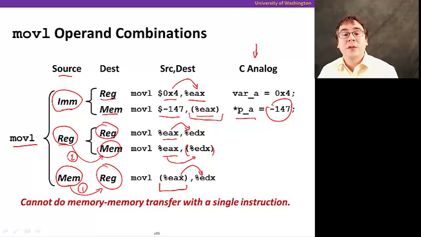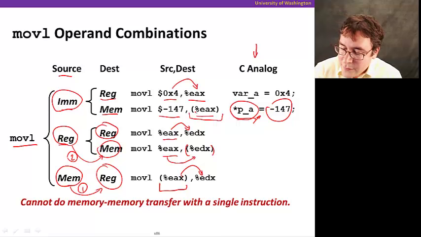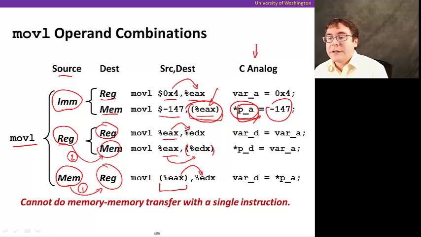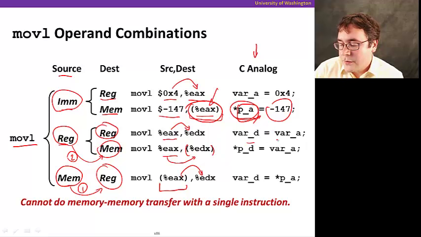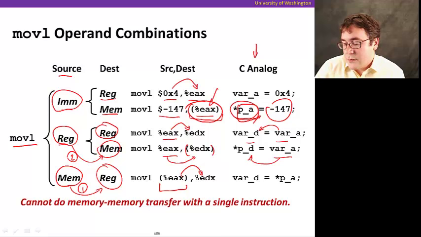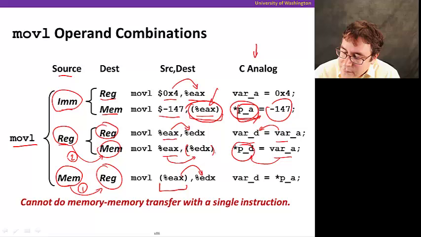Since this is a pointer on the left-hand side, it's going to be the destination. That's why in the destination we have a memory operand. And the address held by pointer PA is what's contained in register EAX. Now these other three cases are also pretty simple. If I had two variables mapped into registers, var D and var A, we're just copying the value from var A to var D. Then if I have var A, stored in a register, and I copy into a pointer, pointer PD, since pointers point somewhere in memory, the destination operand has to be memory.